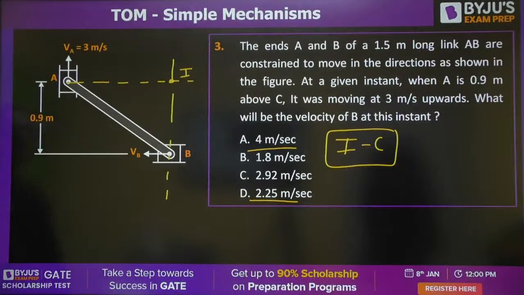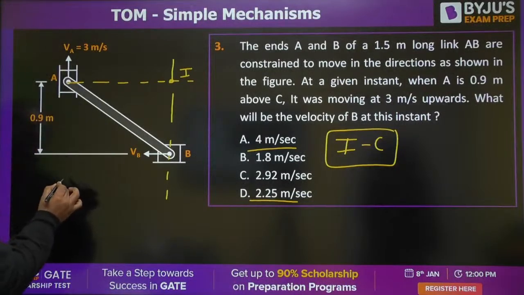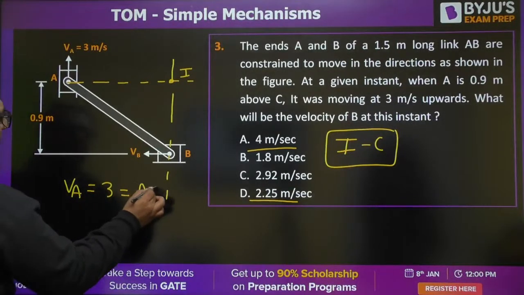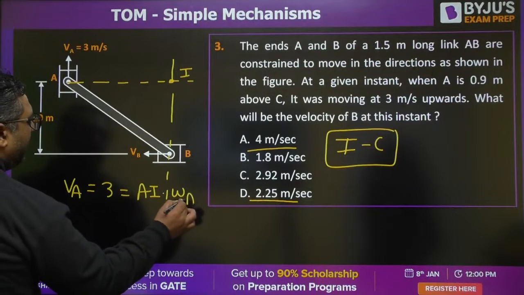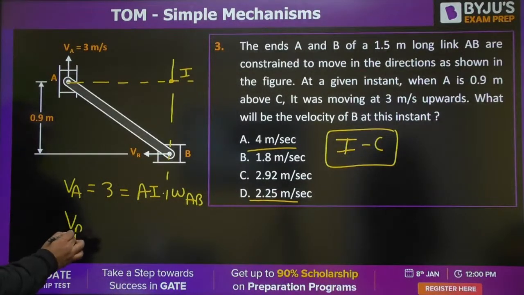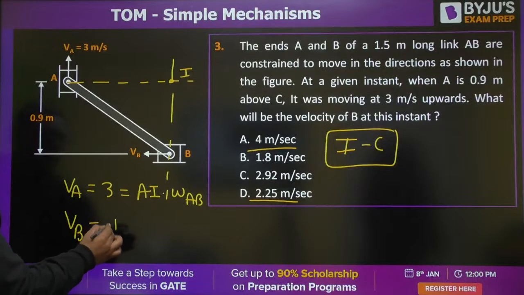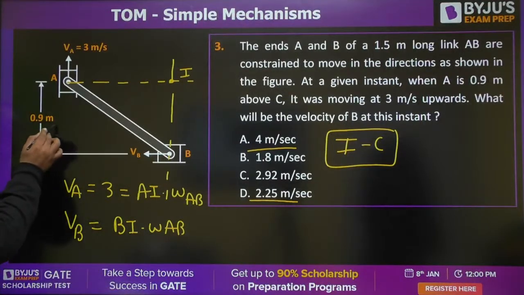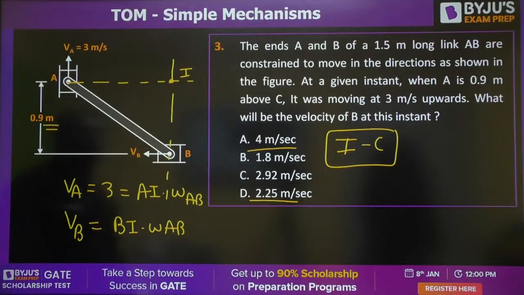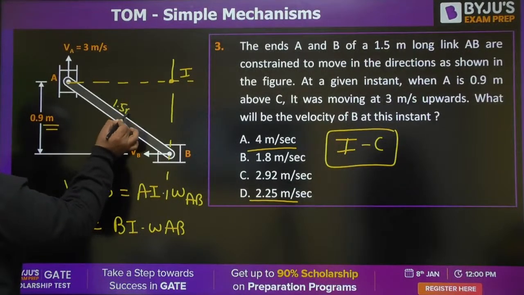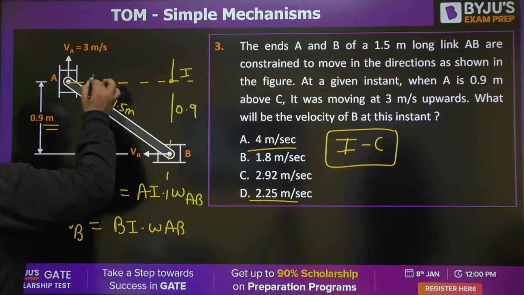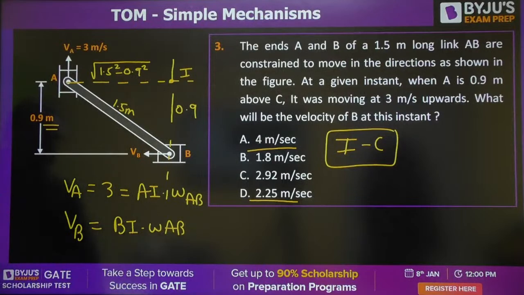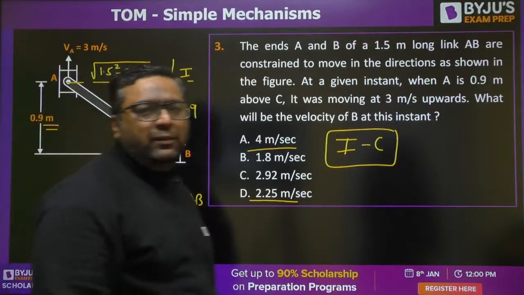So if you solve this, you know that VA is given to us. So VA is 3, which can be written as AI into omega AB. Then VB we need to find out, which is BI into omega AB. You know this is given to you as 0.9 meter. They have also mentioned this distance to be 1.5 meter. Okay, this is 0.9. So by Pythagoras you can find out as 1.5 squared minus 0.9 squared. So once you get that, you can take the ratio of VB and VA.